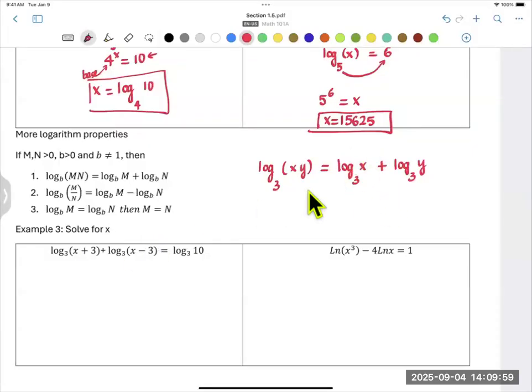Or the other way around, if I have log base 3 of 2 plus log base 3 of 4, then I can write that as log base 3 of 2 times 4, which is log base 3 of 8. So we can rewrite back and forth between these properties because they are equivalent. And these are actually useful for solving logarithm problems that are a little bit more complicated.